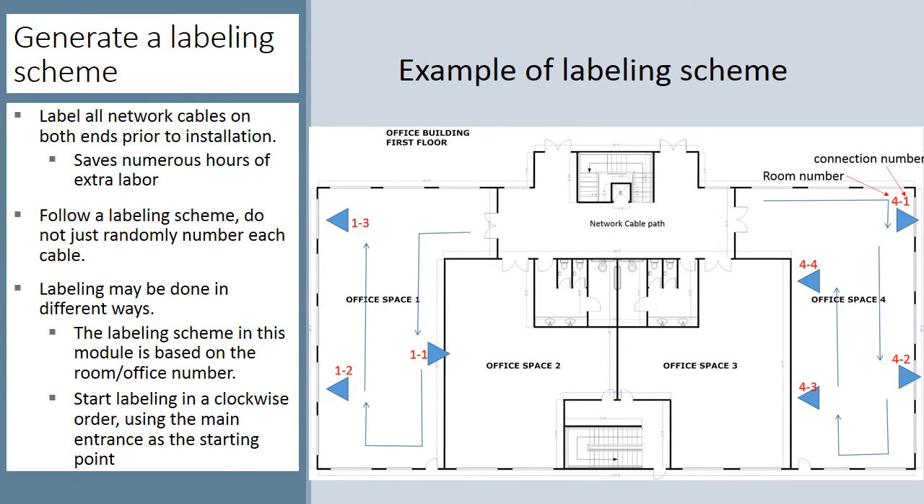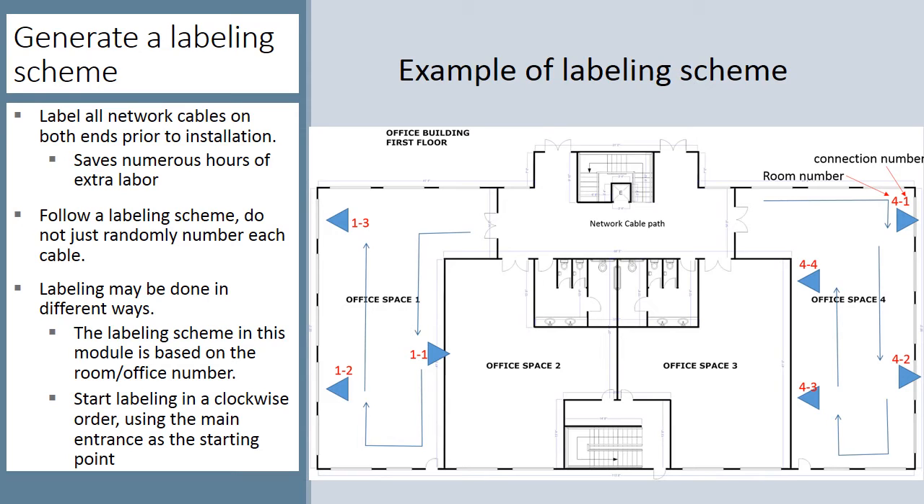Generating a labeling scheme is very important. Labeling all network cables on both ends prior to installation saves numerous hours of extra labor. If you start pulling cables without first labeling them, you will spend hours trying to trace every cable. Follow a labeling scheme. Do not just randomly number each cable. Labeling may be done in different ways.